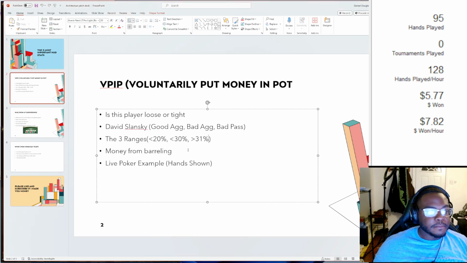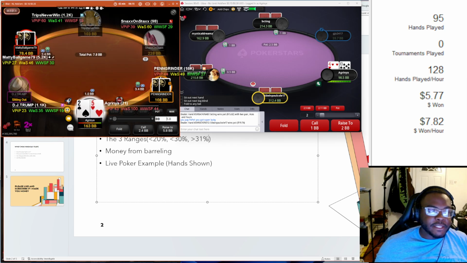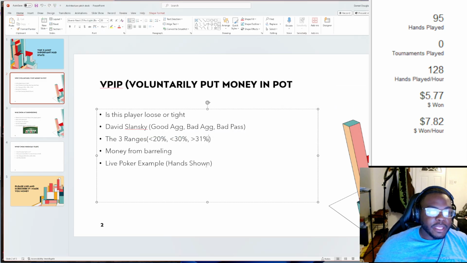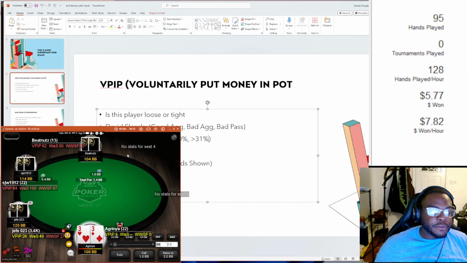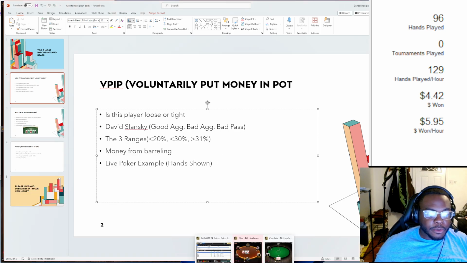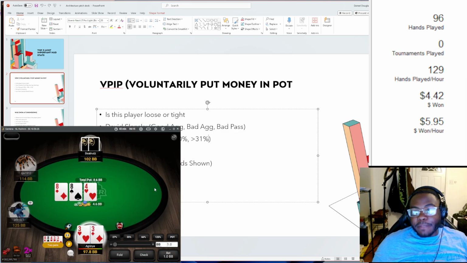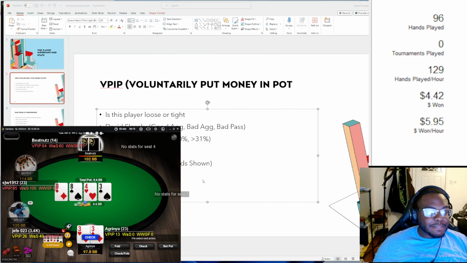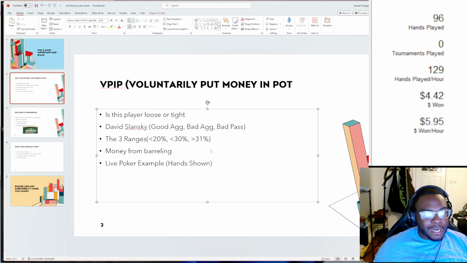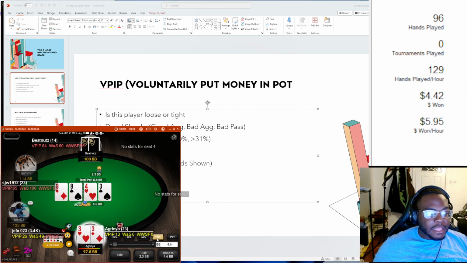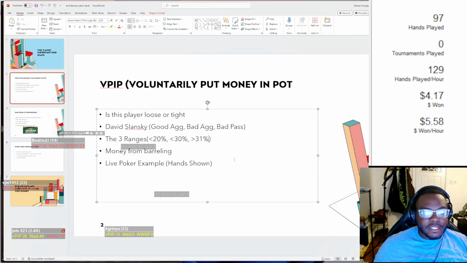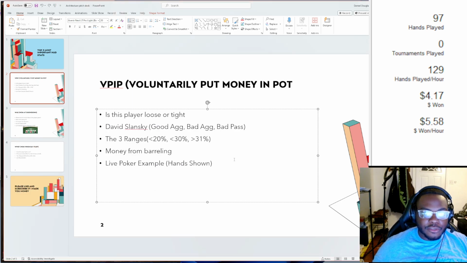Okay? And knowing these numbers actually does something else that really makes your game very profitable. It helps you know if you should barrel your opponent and when you should barrel your opponent, and when their range is wide enough to withstand a barrel or not wide enough to withstand a barrel. So if a player is playing too many hands, it's most likely that on most runouts, if you just barrel into them, they can't withstand that because their range isn't tight and strong enough.